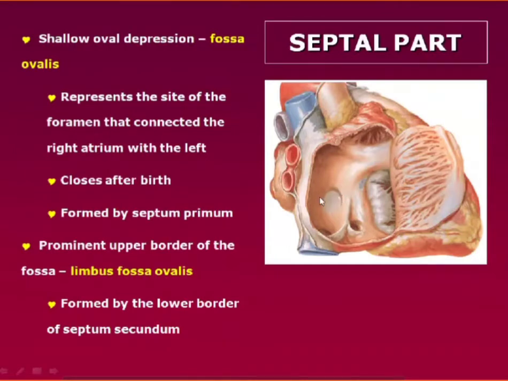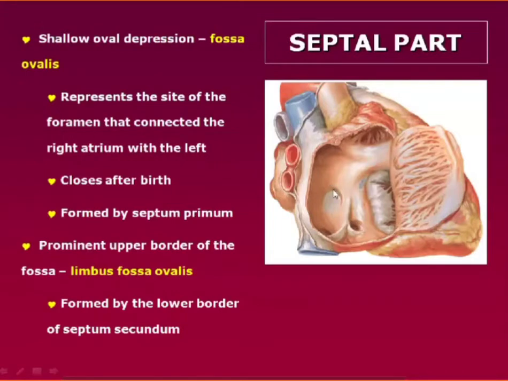It develops from where? From the lower part of the septum secundum. So 4 points regarding the development of the right atrium you should note down. The first point is the anterior rough part develops from the primitive atrium. The posterior smooth part develops from sinus venosus, and the fossa ovalis develops from septum primum, and the limbus fossa ovalis develops from septum secundum, lower part of the septum secundum.